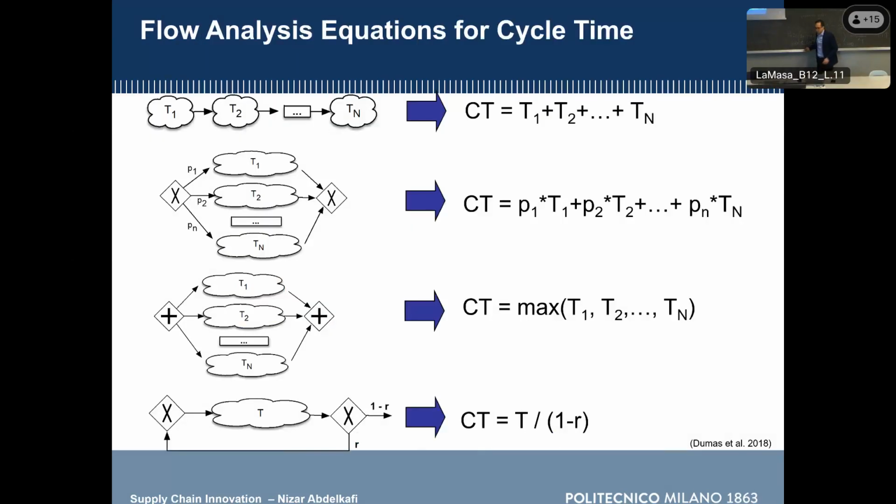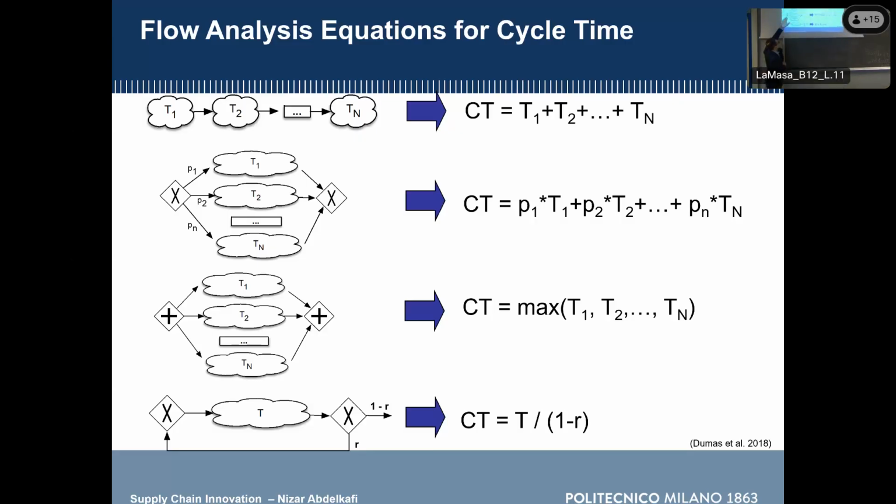Good. So this is the main results of our flow analysis. If we have activities in sequence, we are just adding the cycle times of the activities. If we have an XOR gateway, we are using the probability, so the outcome will go through one of the processes, so we have to use a weighted sum, weighted with the probabilities.